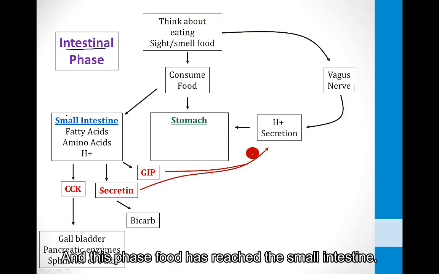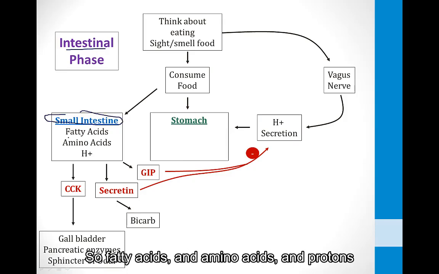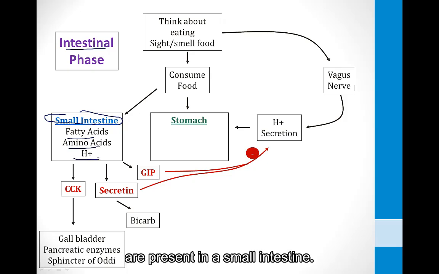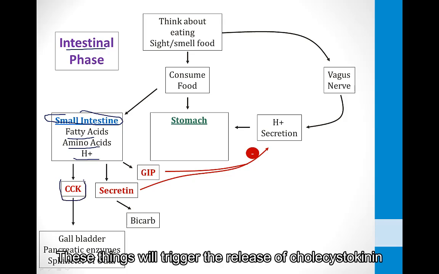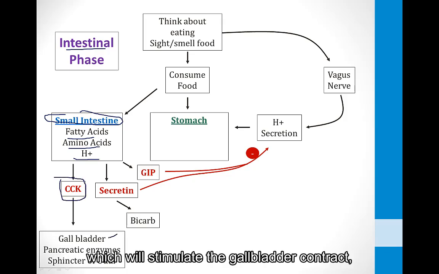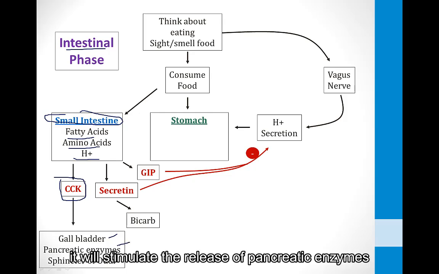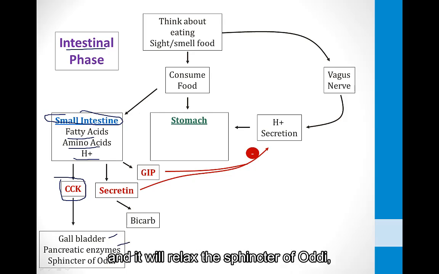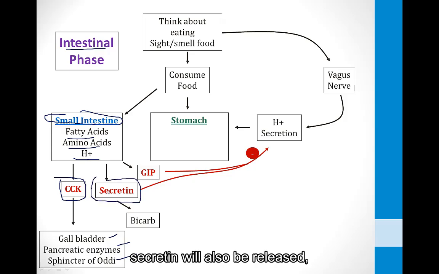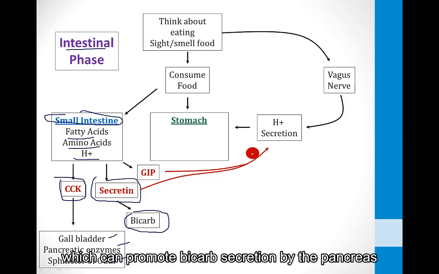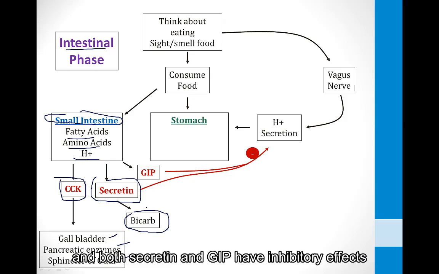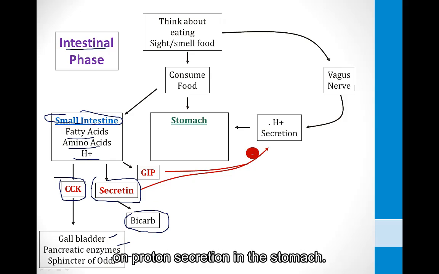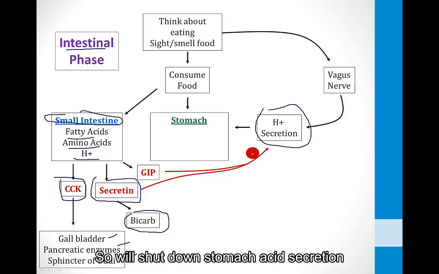In this phase, food has reached the small intestine, so fatty acids and amino acids and protons are present in the small intestine. These things will trigger the release of cholecystokinin, which will stimulate the gallbladder to contract. It will stimulate the release of pancreatic enzymes, and it will relax the sphincter of Oddi. Secretin will also be released, which can promote bicarb secretion by the pancreas. And both secretin and GIP have inhibitory effects on proton secretion in the stomach, so it will shut down stomach acid secretion because that is no longer necessary as food is moved into the intestine.